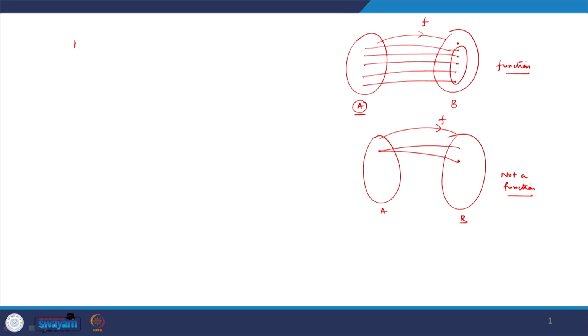So this set A is called the domain of f, this B is called the codomain of f, and the range of f is all those y in B such that y equals f(x) and x belongs to A. This is how we can define a function.